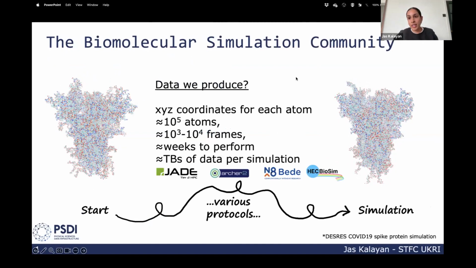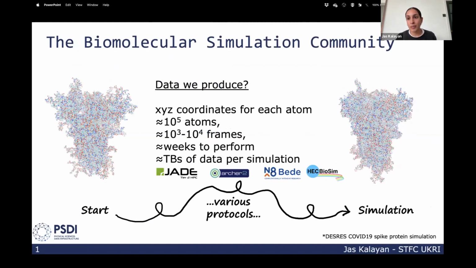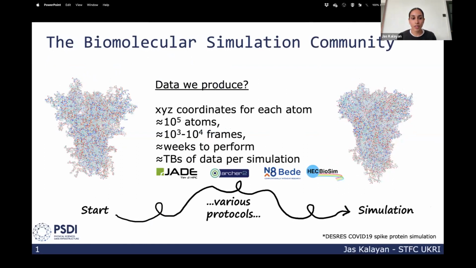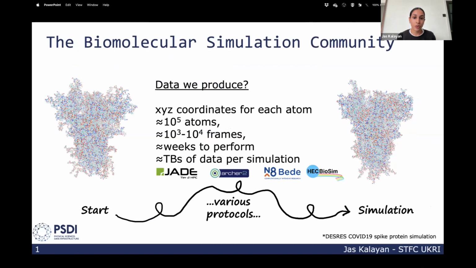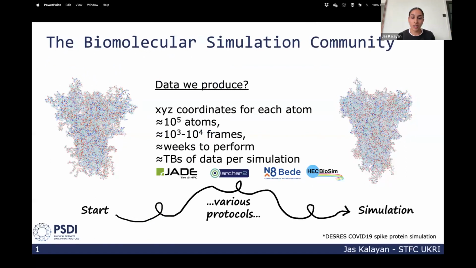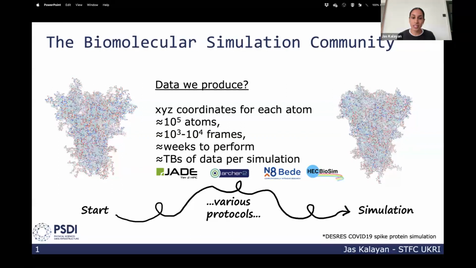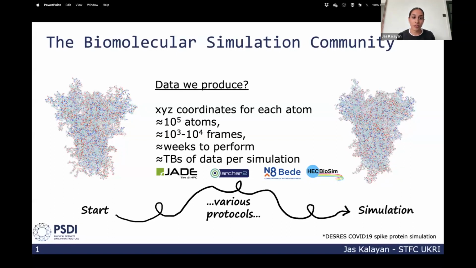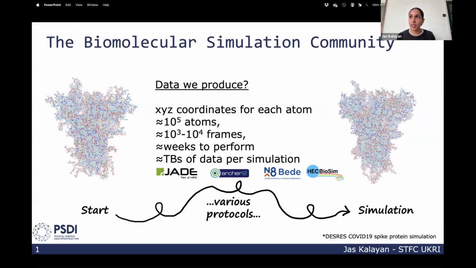So a bit about the data that we produce. As James said, we have various steps to perform simulations, and we really need to be able to track all of these steps, but we're also producing quite a lot of data. Our trajectories, so this is an example of the COVID-19 spike protein produced by D.E. Shaw. We are saving the XYZ coordinates of these massive systems, for each of the atoms, so we're looking at about hundreds of thousands of atoms in a system.